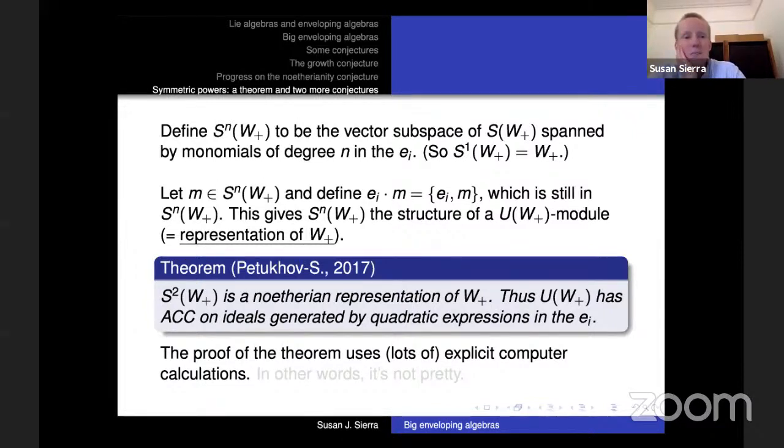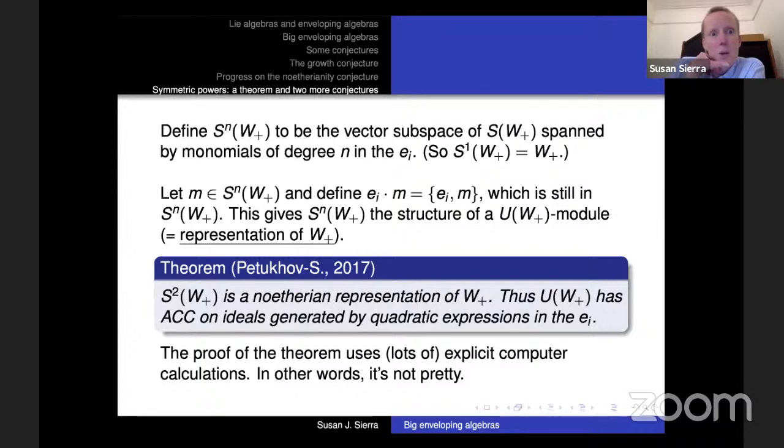This is my own theorem with Alexei Petukov. But I have to say, I do not love this proof. It's through lots of very explicit computer calculations. So it's not pretty at all, and it's very hard to see how it's going to generalize to higher symmetric powers. This is not the right proof of this fact.